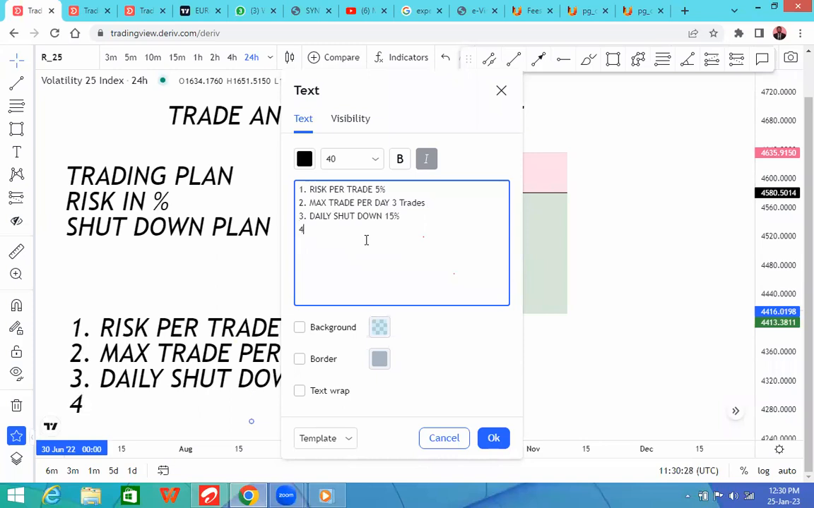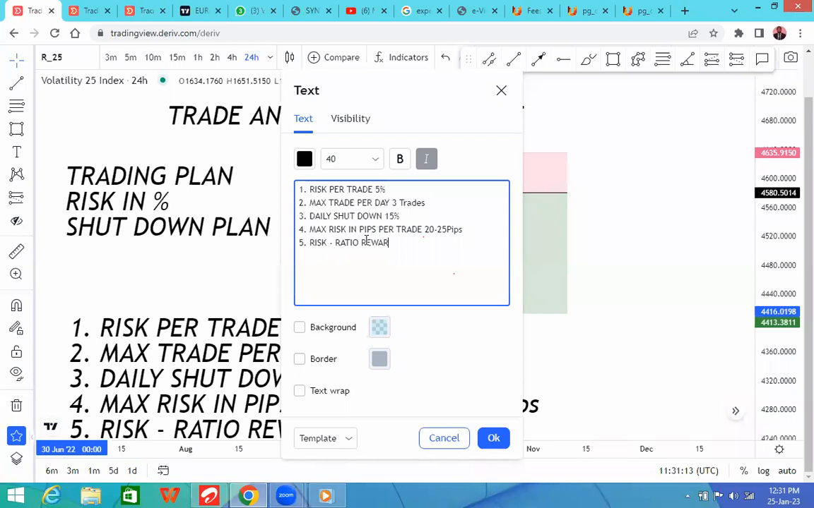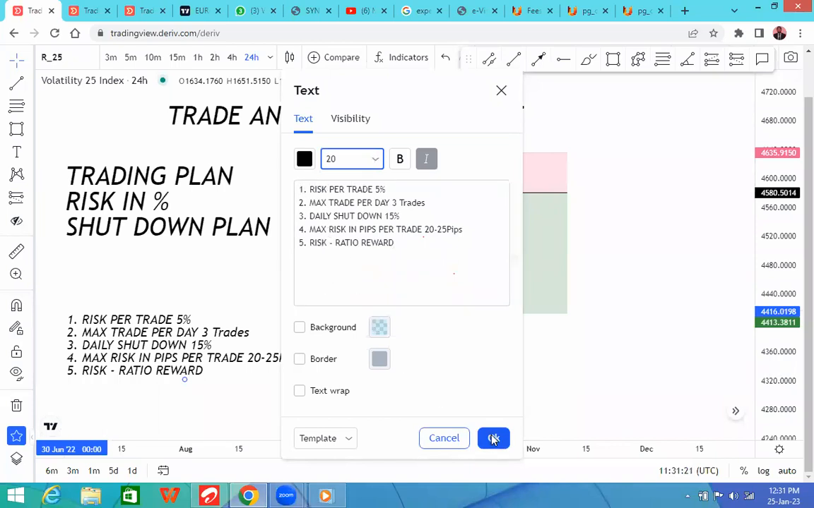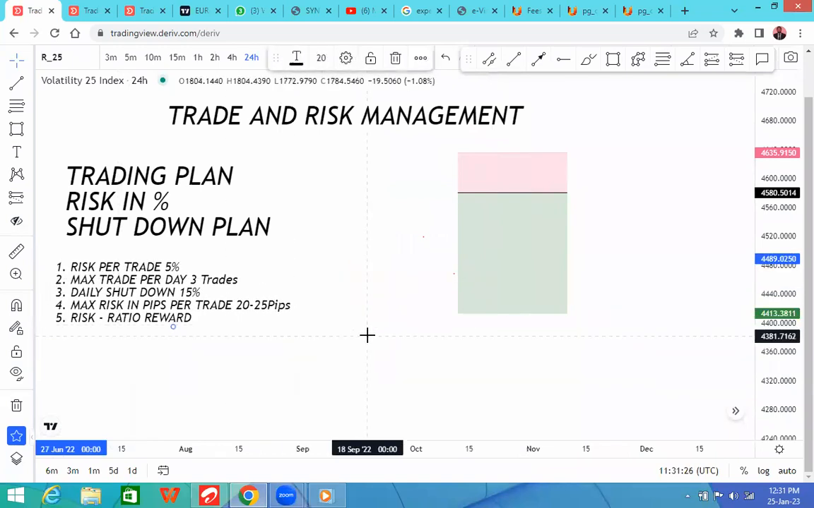Then number four, what is your maximum risk in pips per trade? For me, I risk 20 to 25 pips. And then number five, I'll just talk about risk to reward ratio. What's the risk to reward ratio that you use? Yes, these are what I want to talk about. I think they are clear. So I'm gonna talk about all these.